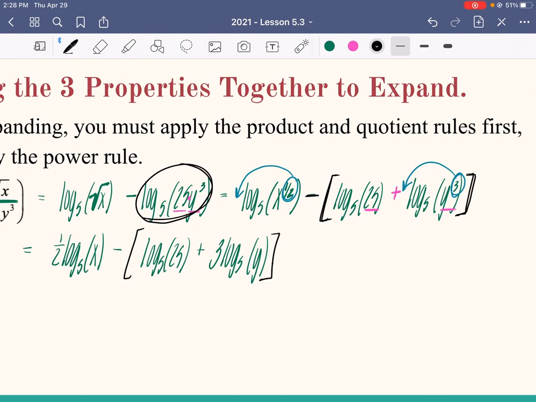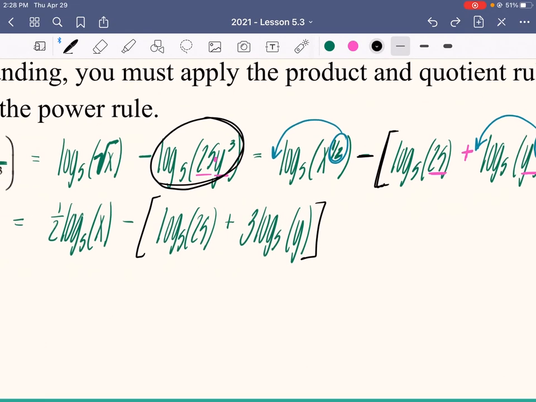Okay, the other thing you could do at this point if you wanted is you could distribute this minus sign out in front of both of those. If you want to get rid of that extra set of brackets, that's totally fine. Okay, so now we're going to try to see, can we simplify things at all?